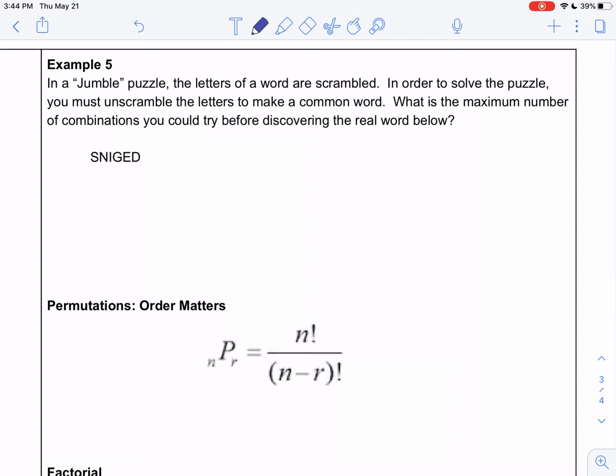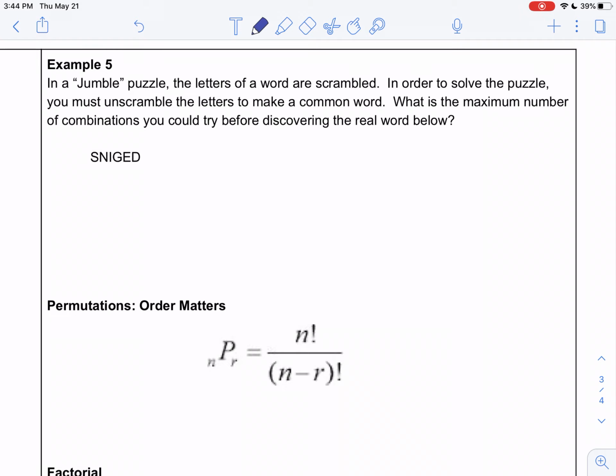Cruising along. I don't know if you've seen this, but in the Sunday paper or the newspaper, there are these things called jumble puzzles. In a jumble puzzle, the letters of the word are scrambled, and in order to solve it, you have to unscramble them to make a common word. So, what is the maximum number of combinations you could try before you discover the real word here?